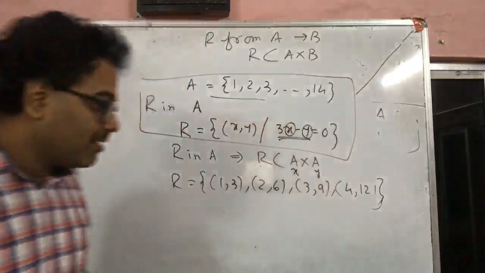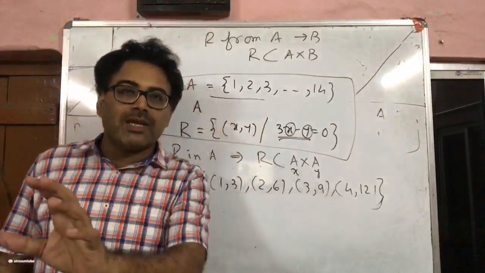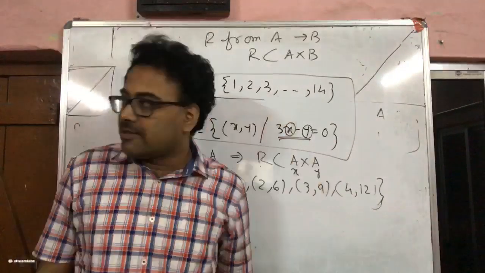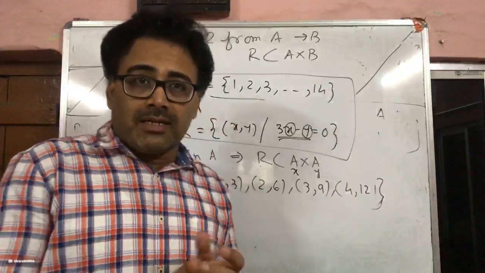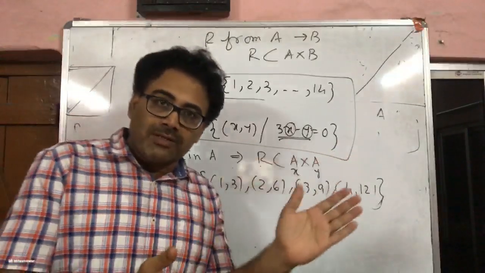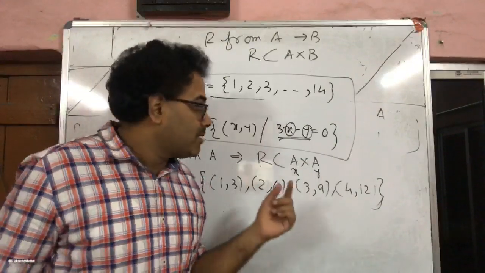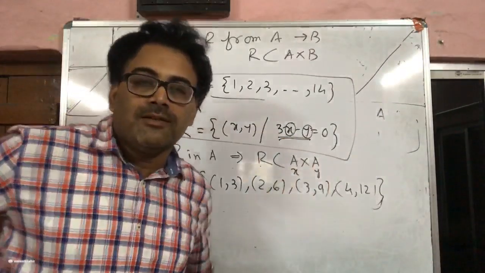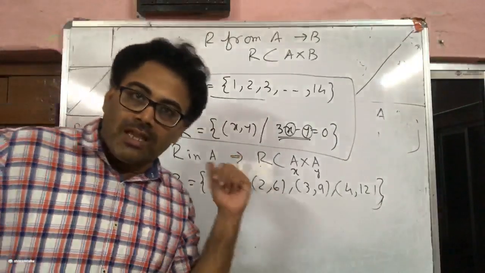15 is not in the set, this may be a problem for many. Think a little: A cross A means elements of A are related to elements of A, 1 1, 1 2, 1 3, these pairs are in A cross A, but only some pairs are connected in R. It is a subset of A cross A. R is a subset of A cross A. So A cross A does not have all pairs in it, only the pairs which satisfy the relation 3x equal to y, so x and y must belong to A.